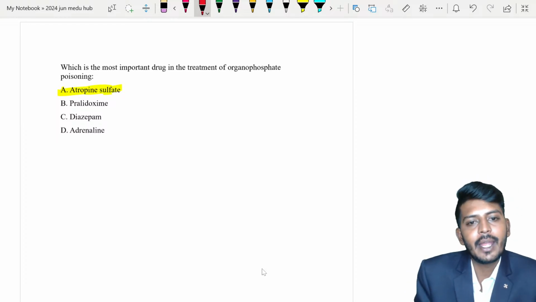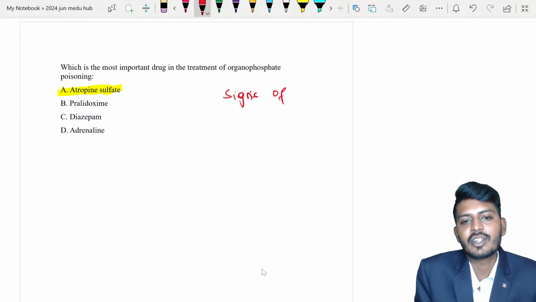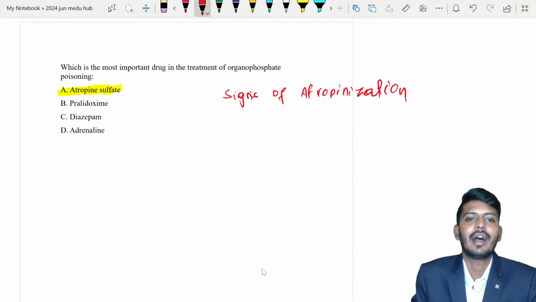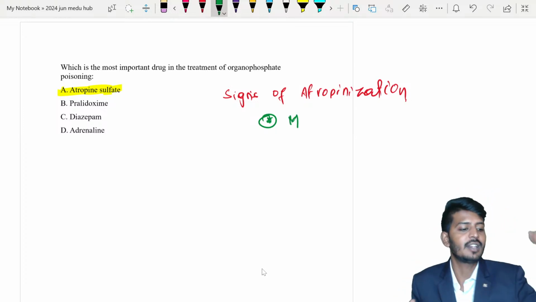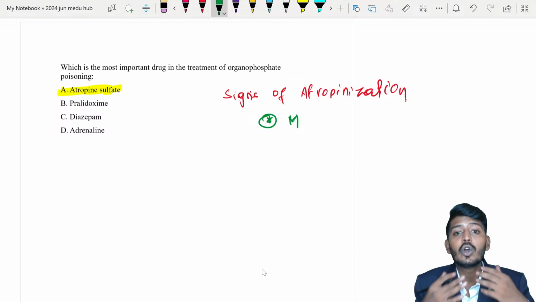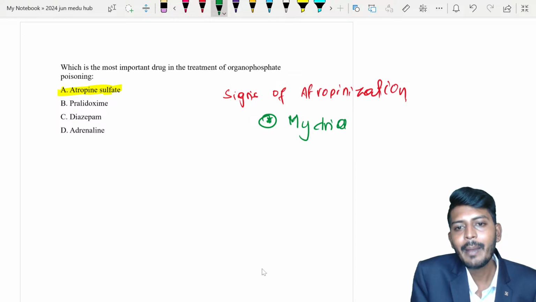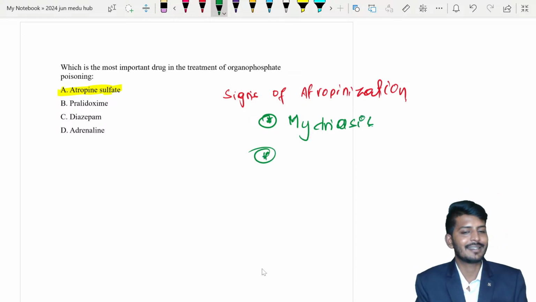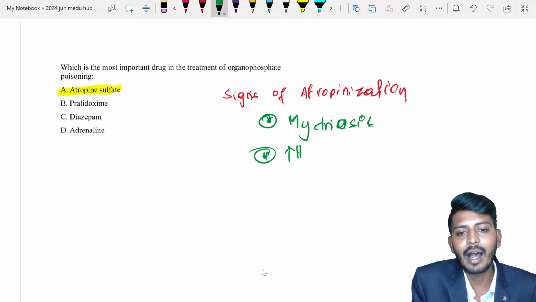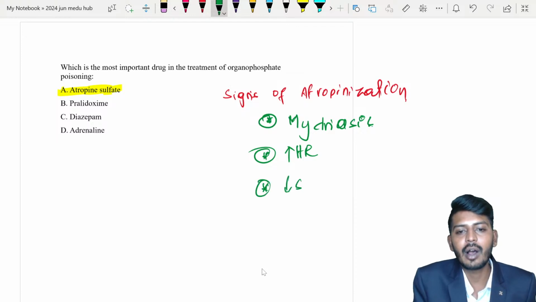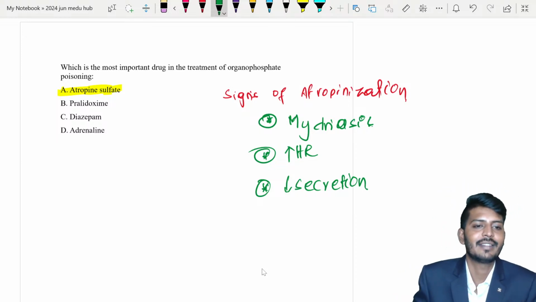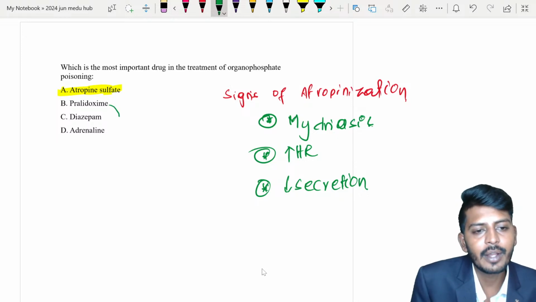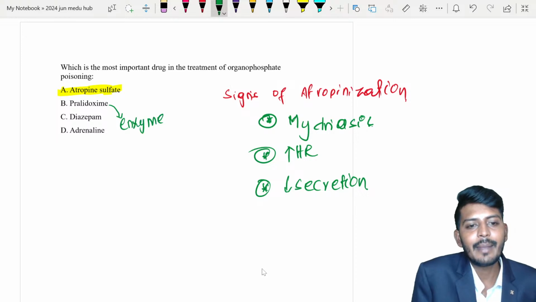Atropine sulfate. Okay. Here I want to tell you one point: signs of atropinization, meaning you have given sufficient atropine. How will you know? After atropinization, the patient who comes with miosis in organophosphate poisoning should have the miosis become mydriasis. Apart from that, there should be an increase in heart rate and a decrease in secretions. So these are the signs of atropinization. Pralidoxime, yes, we can use it in OP poisoning. It is an enzyme reactivator.